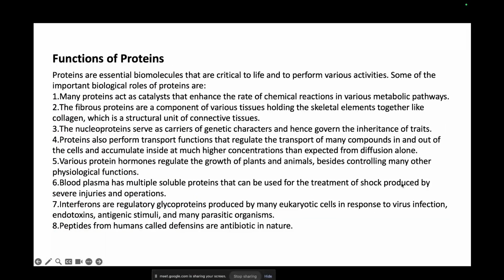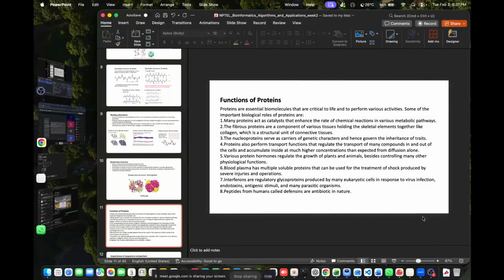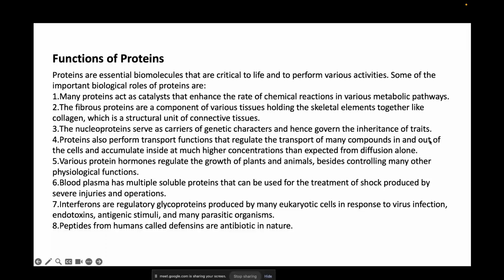Depending on whether energy is required or not, if energy is required, that is active transport. If energy is not required, we call that passive transport. Other than that, you have protein hormones that regulate growth of different plants, animals, etc. Your blood plasma has a lot of soluble proteins, blood clotting proteins like thrombin, which help in blood clotting when there is a cut on the skin. And there can be other signaling molecules as well, like interferons.